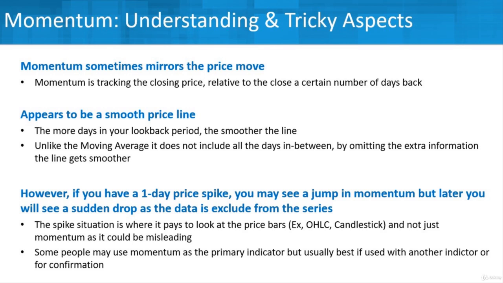So the spike situation is where it pays to look at price bars. We had a whole section around spikes, and obviously looking at your open, high, low, close, or your candlestick price bars, and not just looking at momentum, as that could be a little misleading. So don't trade just on the momentum indicator. That's different from momentum investing; this is just trading on the momentum indicator.